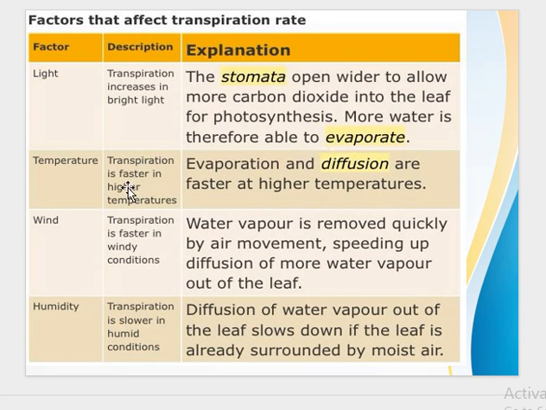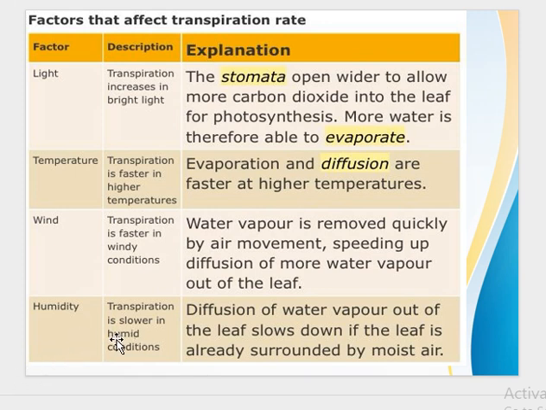Temperature. Transpiration is faster at higher temperature. Evaporation and diffusion are faster at higher temperature. Wind. Transpiration is faster in windy conditions. Water vapor is removed quickly by air movement, speeding up diffusion of more water vapor out of the leaf.